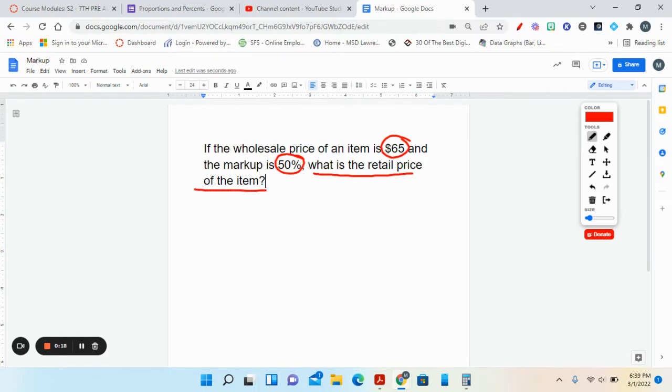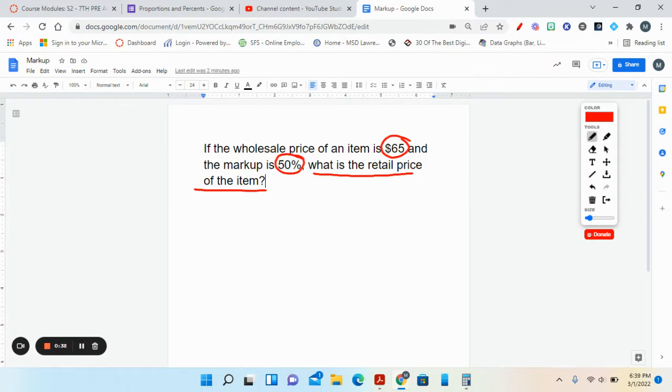A couple of those words you might be wondering, what does that mean? The wholesale price means what did I, as Target or Walmart or Meijer, pay for that item. And the retail price is what I sell it for to my customers, to you, to mom, to dad, to grandma, to grandpa. What are you paying for the item?